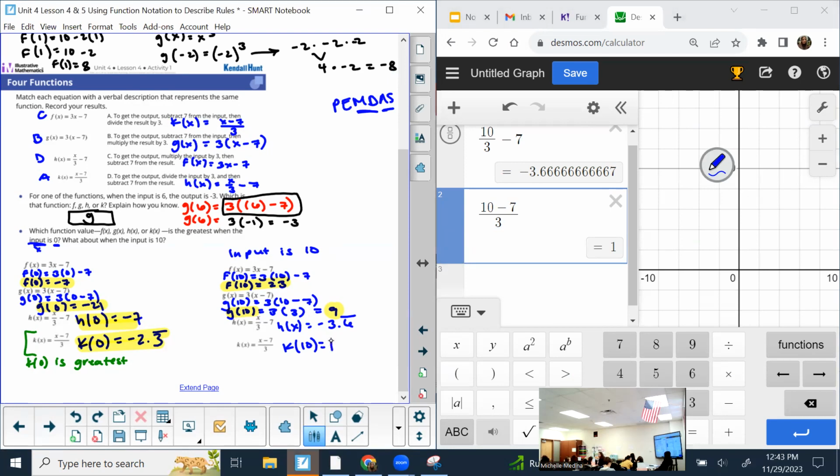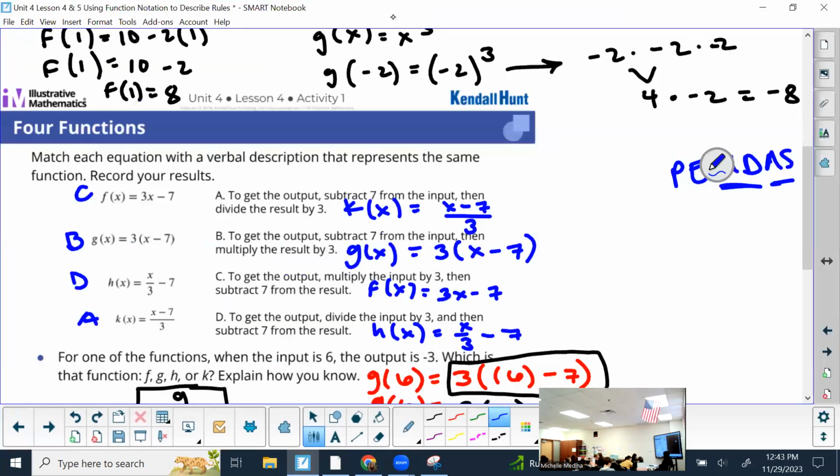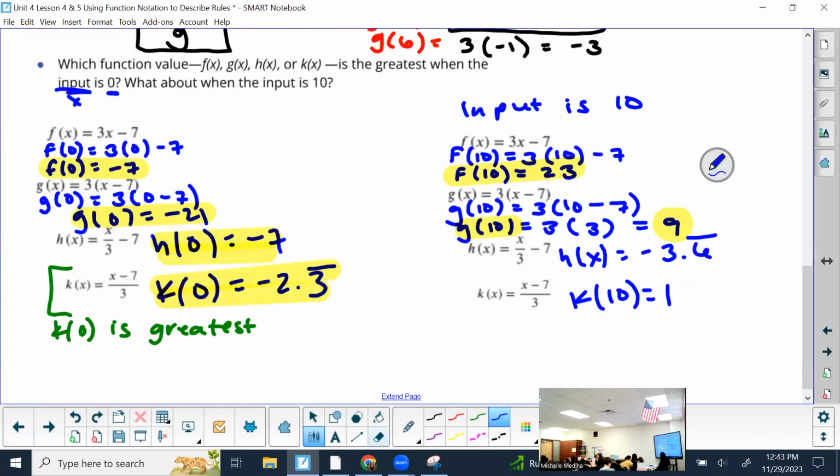Okay, so now compare all the functions when the input is 10. Which one is the greatest out of all these numbers? The f of x function. So f of 10 is greatest out of that list. Okay, so questions on that. If you're using a handheld calculator, I would just recommend, like, whenever you put fractions in the calculator, use parentheses. But yeah, it's good on this activity.